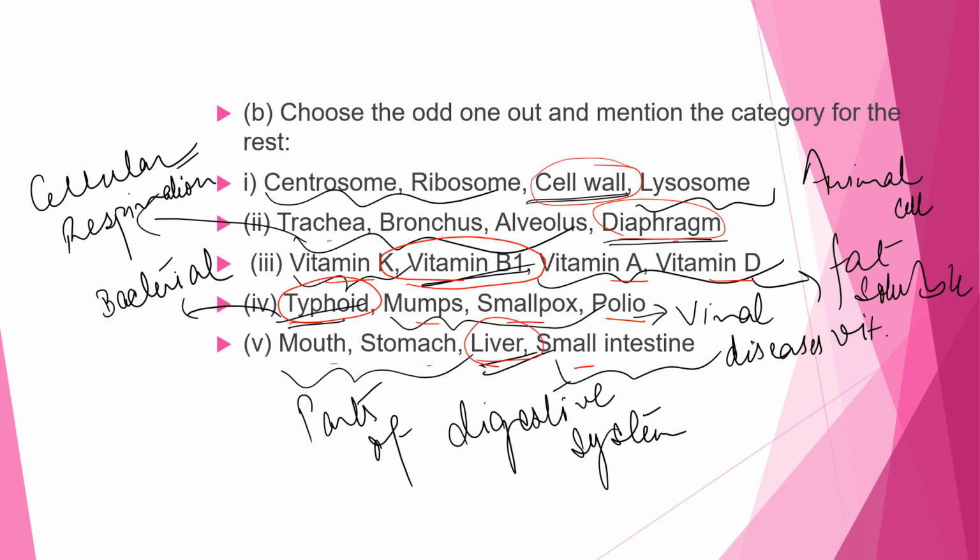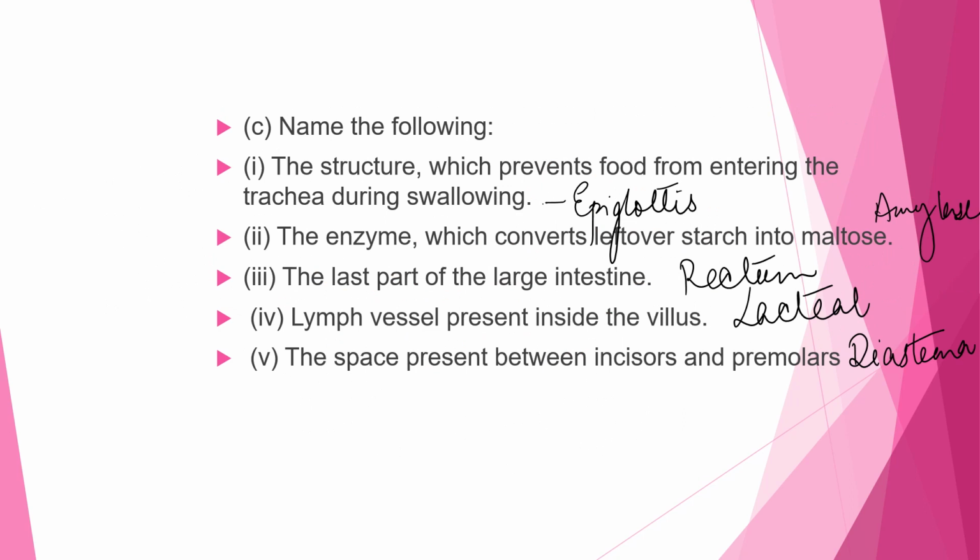Okay, so let us move on to the next question now. Here comes name the following. The structure which prevents the food from entering the trachea during swallowing is epiglottis. The enzyme which converts the leftover starch into maltose is amylase. The last part of the large intestine is rectum. The lymph vessel present inside the villus is called the lacteal. The space present in between the incisors and the premolars is called diastema.